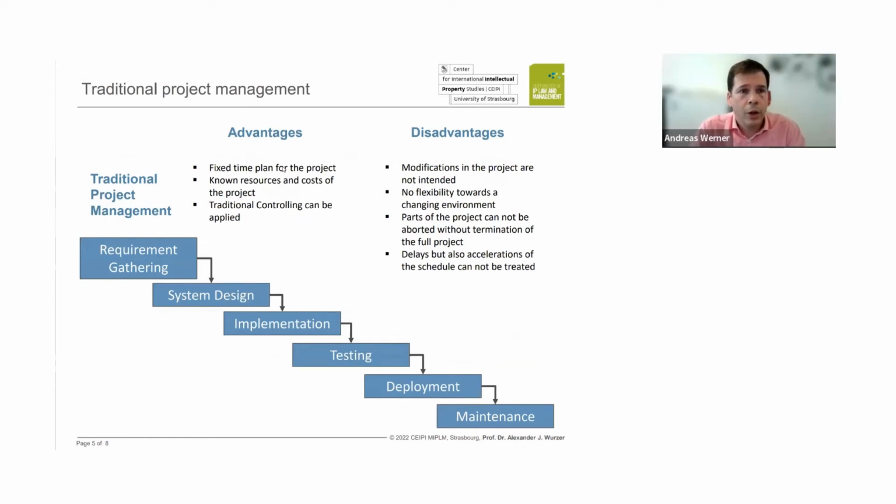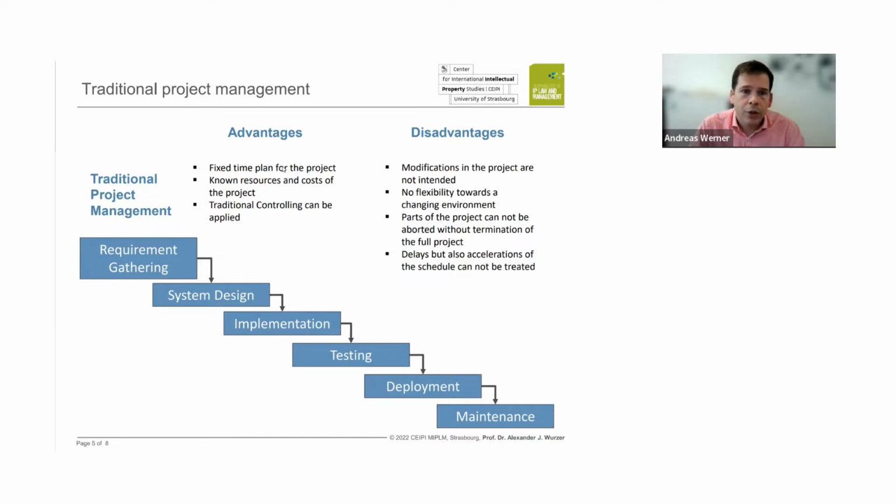Okay, so now let's talk about the traditional project management or the waterfall model. The traditional project management is sort of in step-by-step processes where you start with requirement gathering, you do a system design. When you're done with the system design, you implement it, and then you test it, then you deploy it, and then you maintain it.